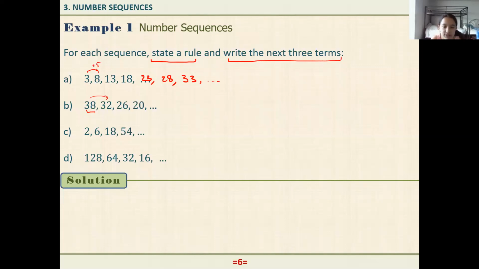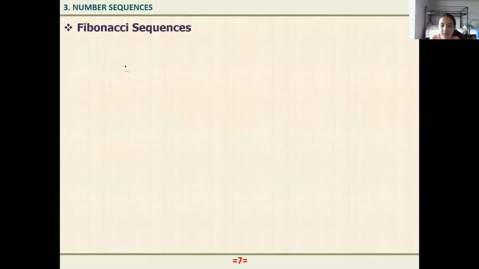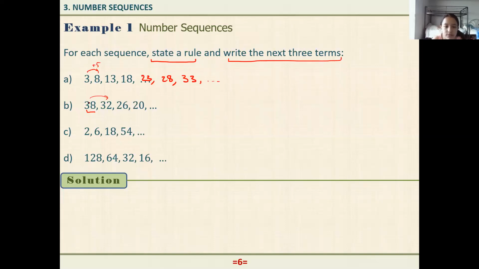So, Shahina, we'll talk about question B. You said subtract 6. Very good. The rule here is start with 38 and subtract 6 from the previous term to get the next term. So 38 minus 6 is 32, 32 minus 6 is 26, and that is also minus 6. Can you just write down the next three terms?